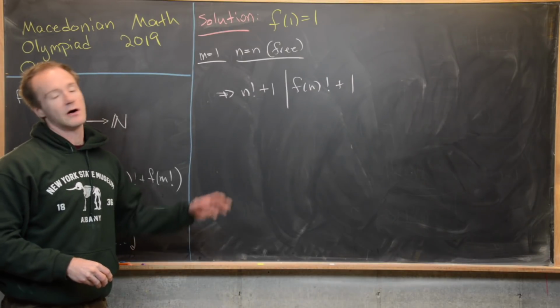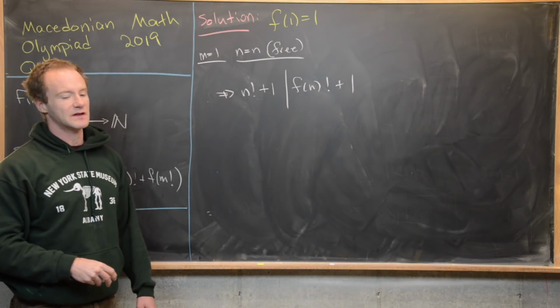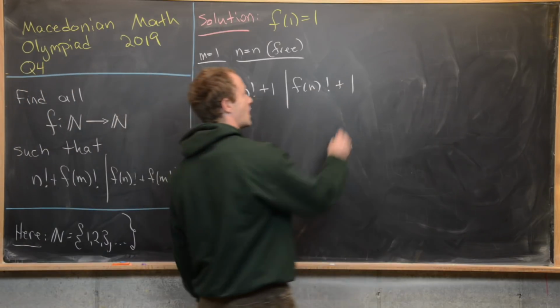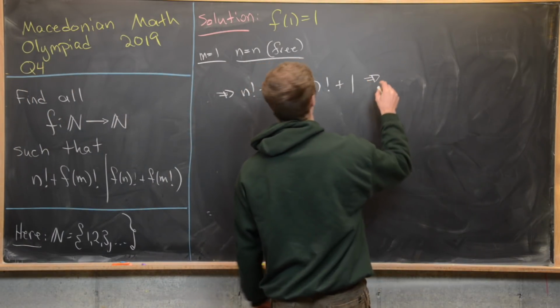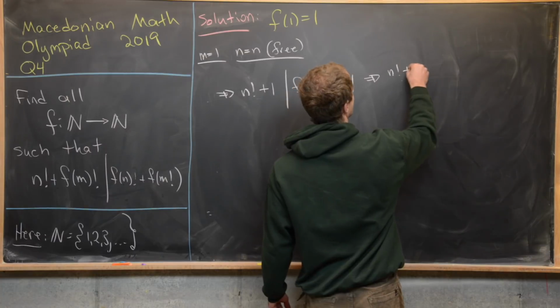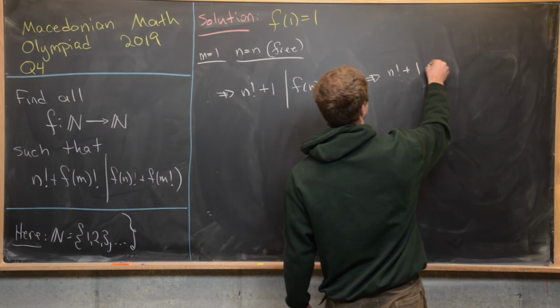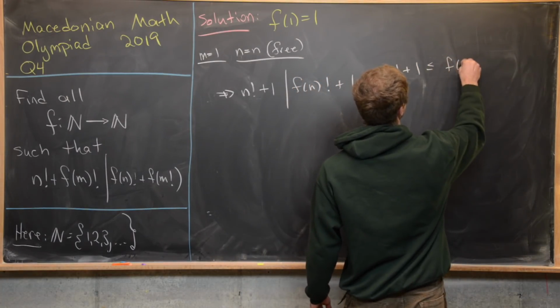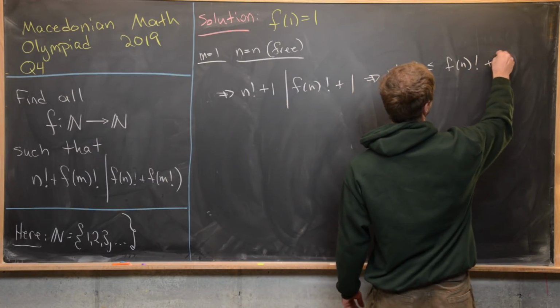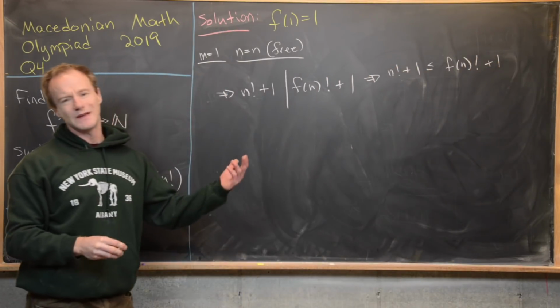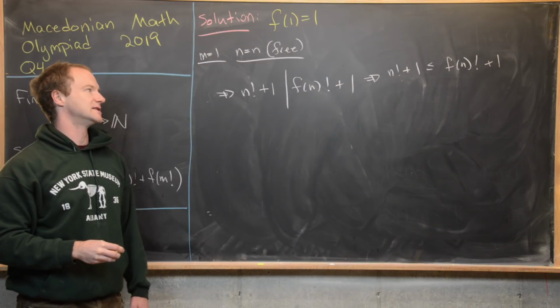Great. But now, again, like we did before, divisibility implies some sort of inequality. So this is going to imply the inequality n factorial plus 1 is less than or equal to f of n factorial plus 1. But then we can subtract 1 from both sides.